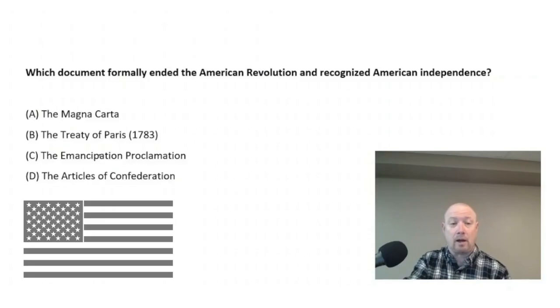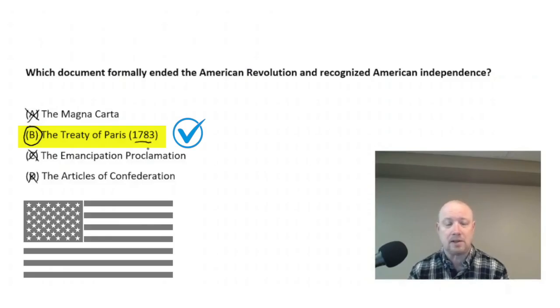So the Magna Carta was from 1215 in England, having to do with kings and barons. So that is way before the American Revolution, so I'm going to eliminate that choice. C is the Emancipation Proclamation. I'm going to eliminate that, and that would be after the Civil War where we freed the slaves, Abraham Lincoln. And then D, the Articles of Confederation, would be after the American Revolution. It would be our first Constitution. So I'm going to eliminate that. So the correct answer here is the Treaty of Paris. And one clue would be 1783, which is close to 1776. So that would be the correct answer, the Treaty of Paris.